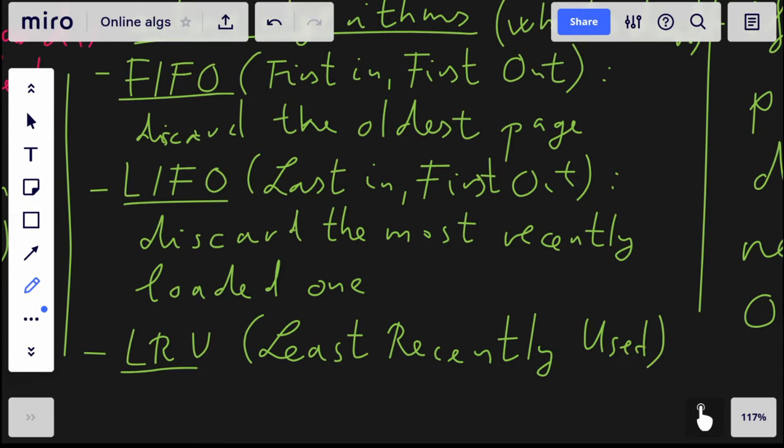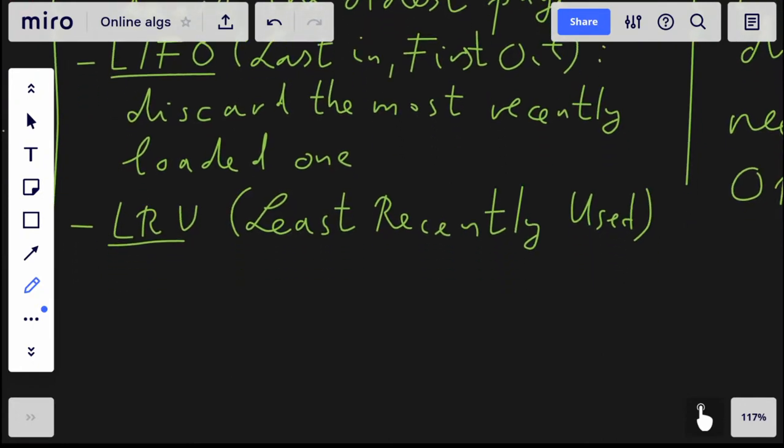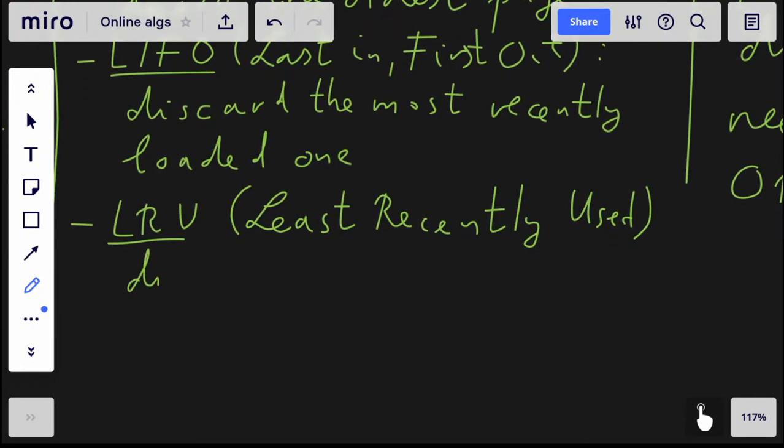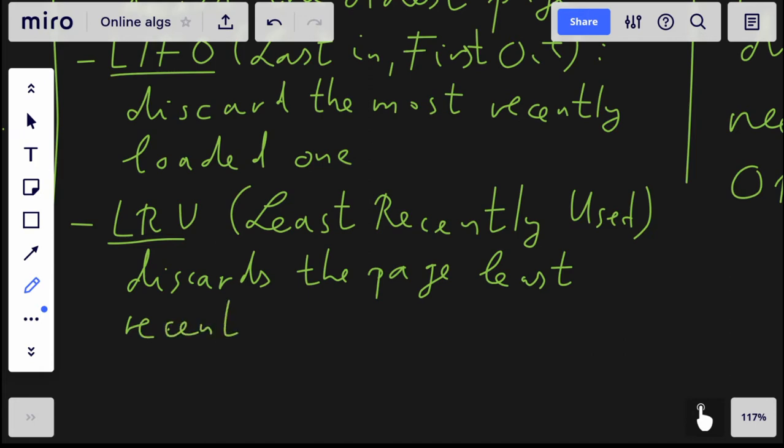So the difference between FIFO and LRU is that FIFO always discards the page which was loaded into the cache least recently, and LRU discards the page which was last accessed least recently. Least recently accessed, so it just maintains a timestamp for each cache page. Now this sounds as if it makes sense.